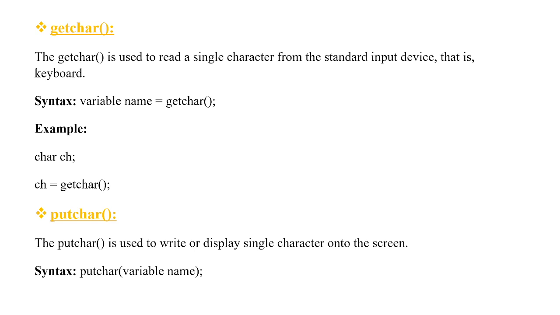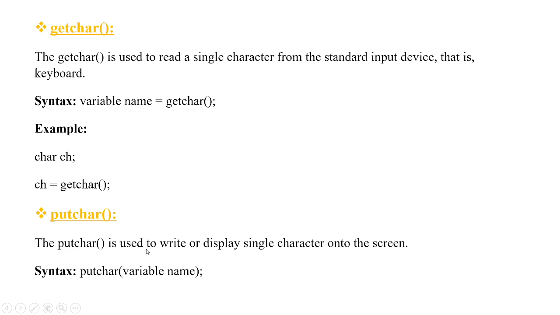Getchar. Getchar is a function which is used to read a single character from the input device. That is, say for example, variable name is equal to getchar. So whatever the user reads from the keyboard as a single character is saved in the variable name. Say in the example we have presented char ch. Ch is a character variable, and in that ch I am going to read a character from the keyboard. I ask the user to enter a character, and if the user gives a character from the keyboard, then it is saved in the variable called ch.